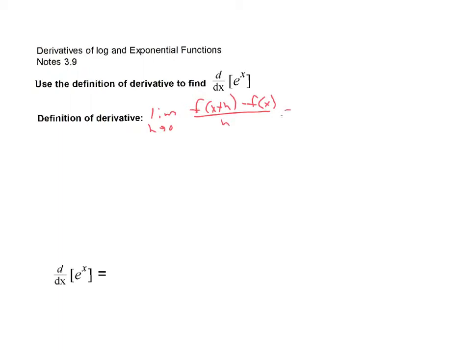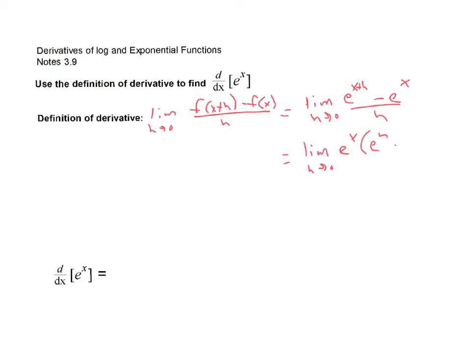h. Now, if we substitute x plus h into our function e to the x, we end up with e to the x plus h minus our function e to the x all over h. Okay, now we've got to use some rules of exponents. I'm going to factor out an e to the x. If I factor out e to the x from e to the x plus h, I'm left with e to the h.